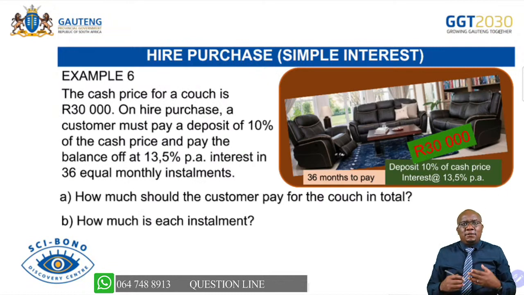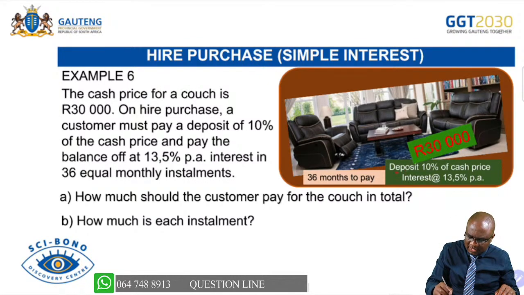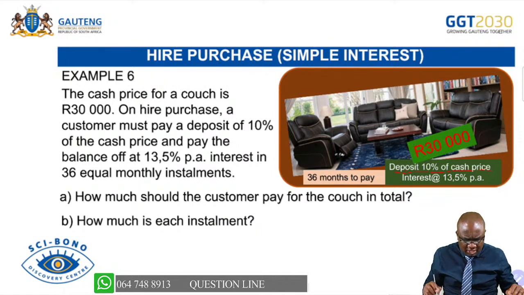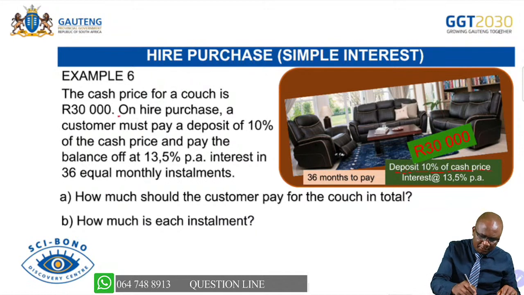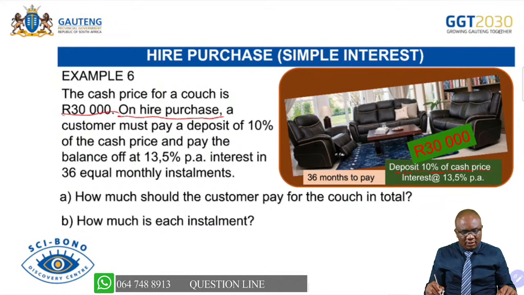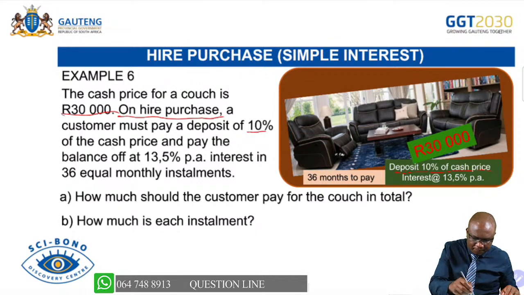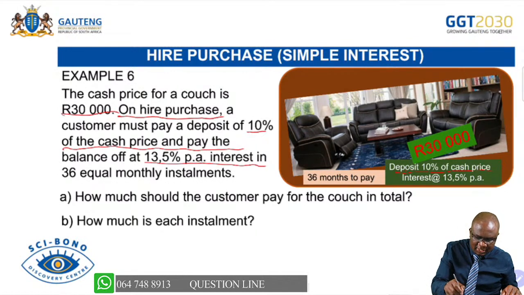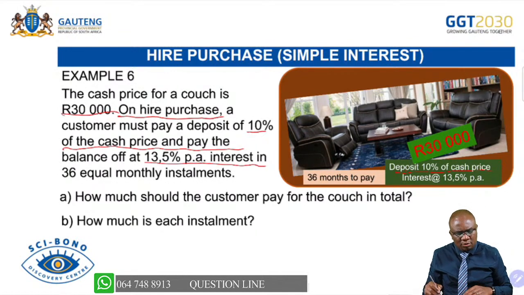Okay, so in life, if you go to a shop sometimes, they say that you must pay a deposit. They say 10%. Okay, so let's do this calculation, and then after that, we'll go to compound interest. The cash price of a couch is 30,000. On a hire purchase, what does this mean? Simple interest. 30,000, that's our P. Is it P? We'll find out. Right, a customer must pay a deposit of 10% of cash price and pay the balance at 13.5% per annum interest in 36 equal monthly installments.